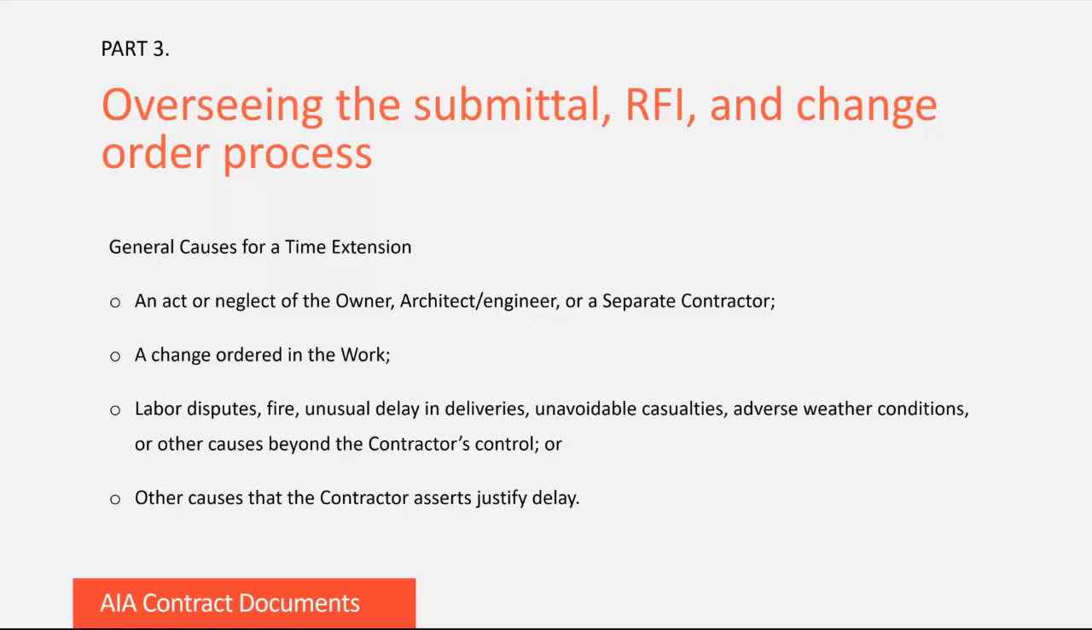General causes for a time extension would be an act or neglect of the owner, architect, engineer, or separate contractor, a change ordered in the work, labor disputes, unusual delay in deliveries, also kind of follows along with the COVID pandemic, adverse weather conditions, or other causes beyond the contractor's control. Also, it could be any other causes that the contractor asserts justified delay.